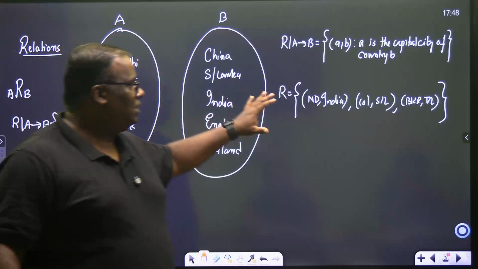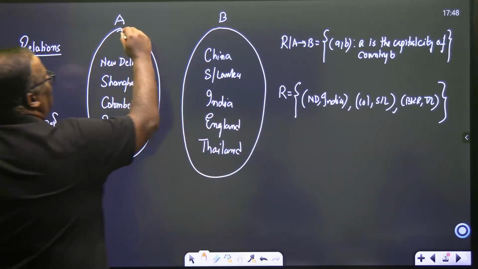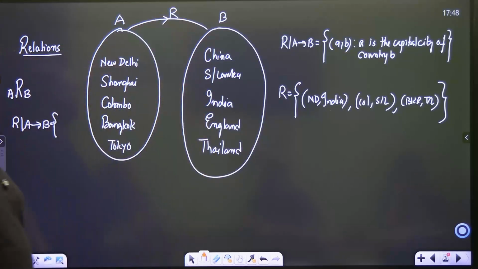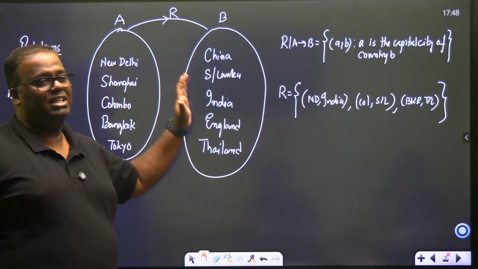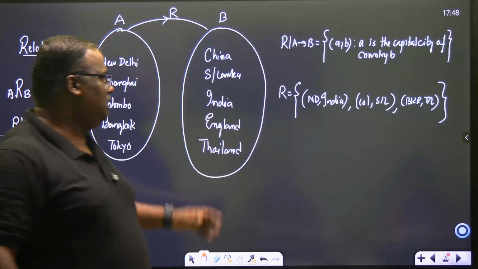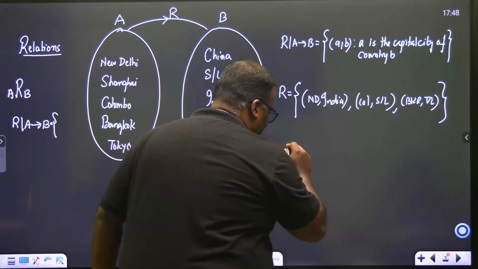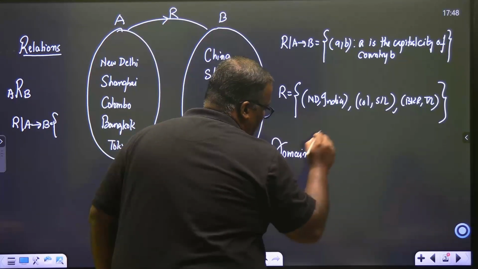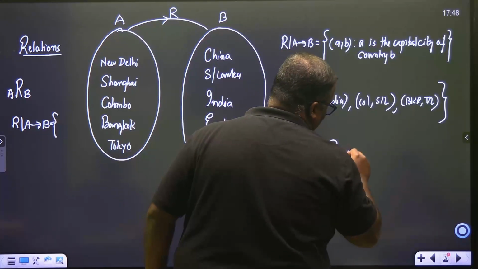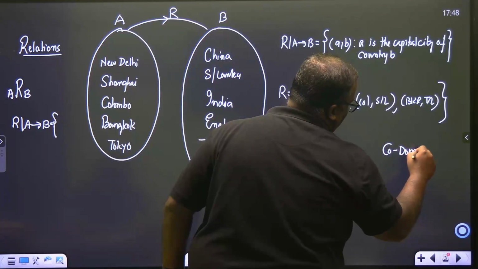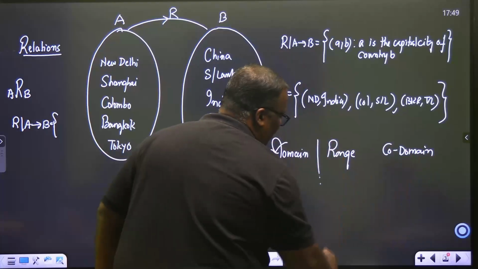Now, when you see this relation, which is mapped from A to B, and we have mapped it with a relation R, and the relation R says that A is the capital city of country B, right? In every one of these cases, we will get three things, and these three things should be very clear to you: domain, range, and codomain. Maybe in grade 12 we will not encounter this. This was all there in grade 11.